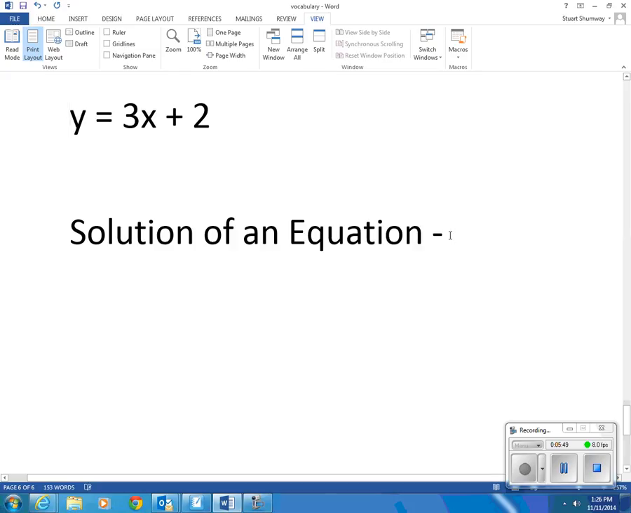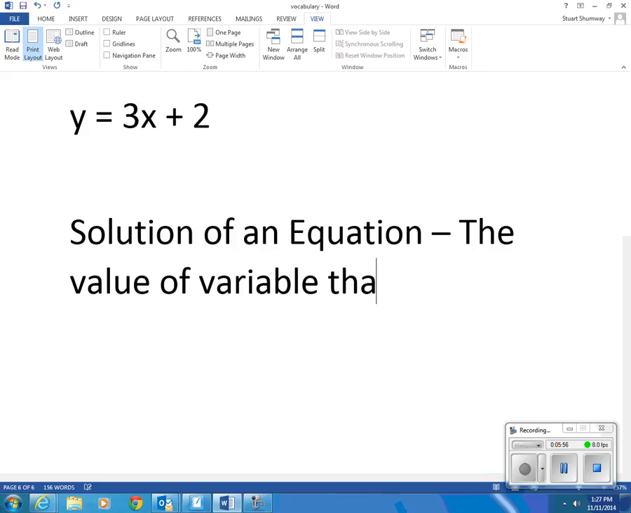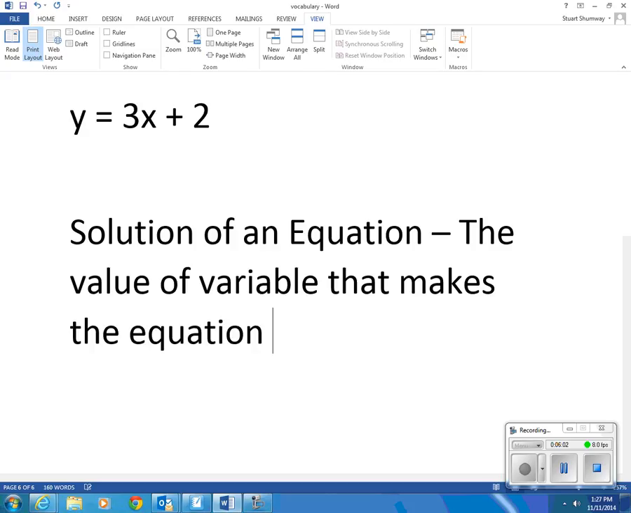Solution of an equation. The value of a variable that makes the equation true. So 10 equals 2x plus 2. We could solve that and find out that x equals 4. 2 times 4 is 8 plus 2 is 10. So the solution is 4, because 4 is the value of x that makes that equation true.